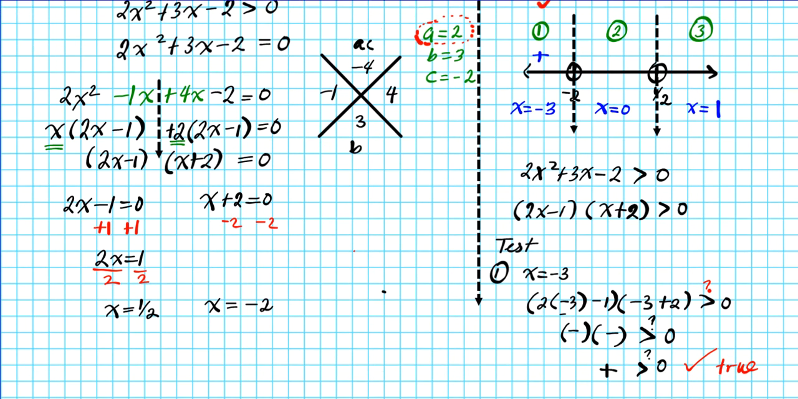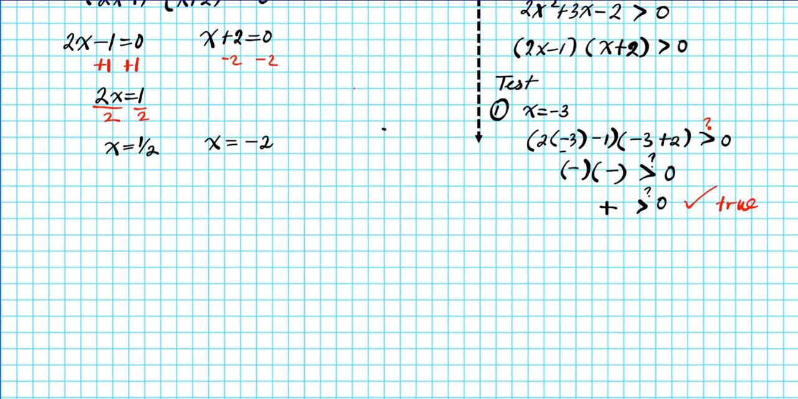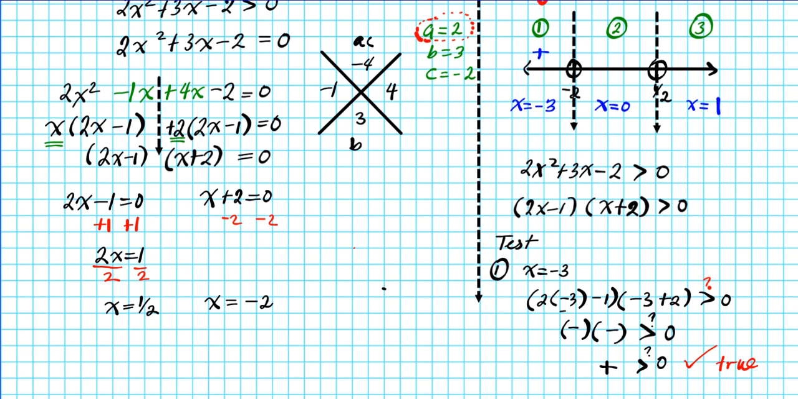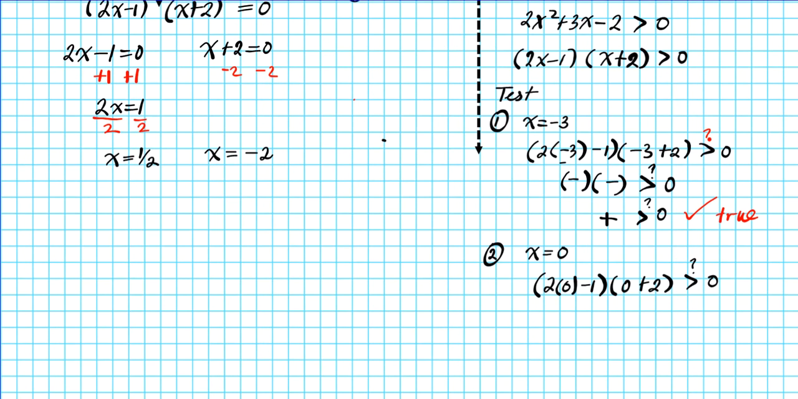So we already know what the answer is technically, but let's go through the whole process, test the other values, and see if our claim is true. Next test is interval 2. We're going to be using x equals 0. So for interval 2, we are taking a look at x equals 0. We're going to plug it into this inequality. So it's 2 times 0 minus 1 times 0 plus 2. Is it greater than 0? Is it positive? That is the question.